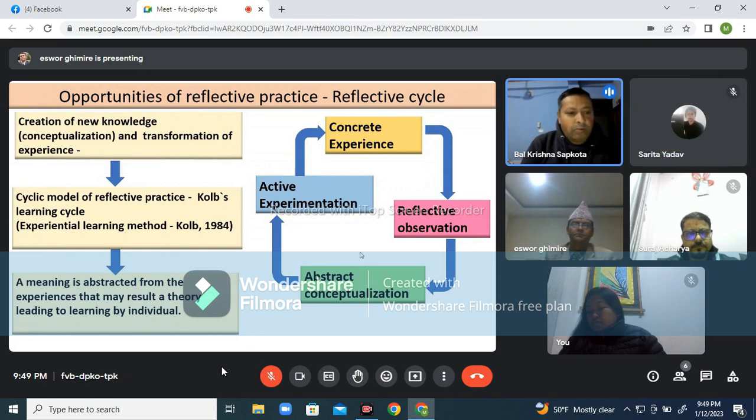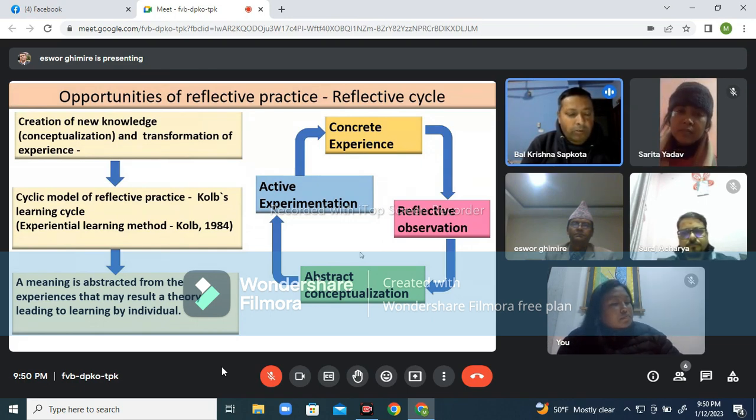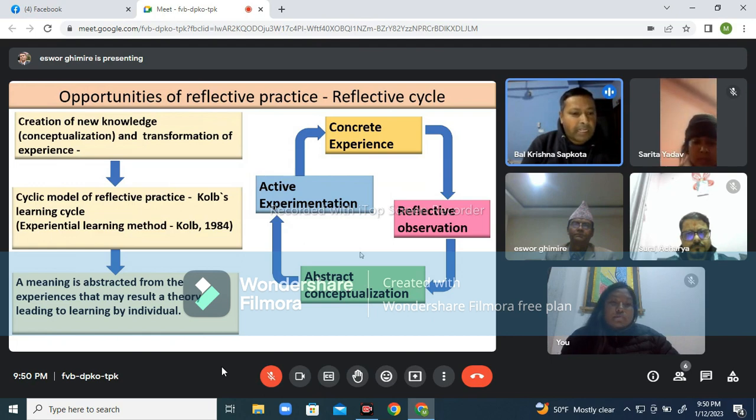And finally, meaning is abstracted from the experiences. So that may result in a theory leading to learning by the individual. So we learn in group, we learn by individual, in connection with the environment, in connection with the experience. So meaning can be got from the abstract ideas. So this is how we can say the opportunity of reflective practice.